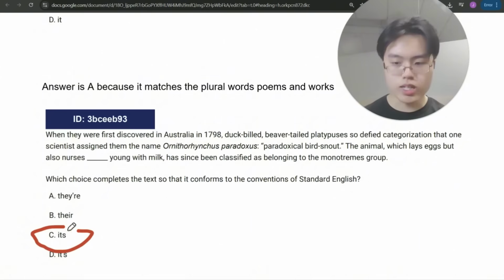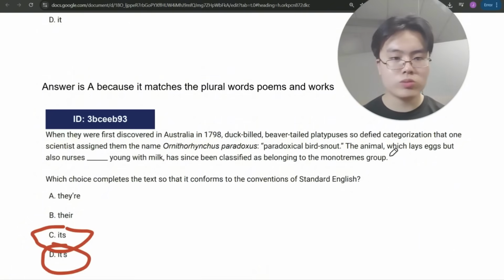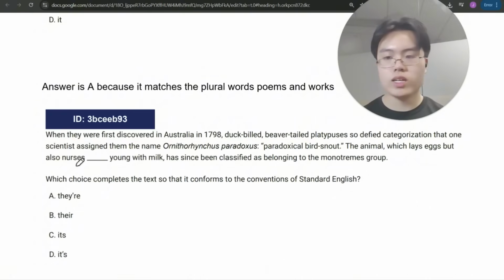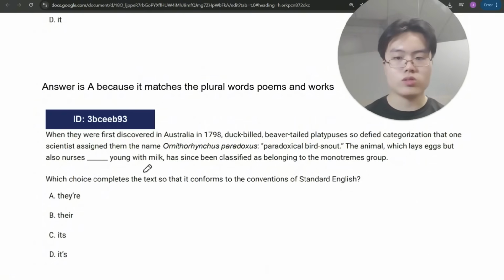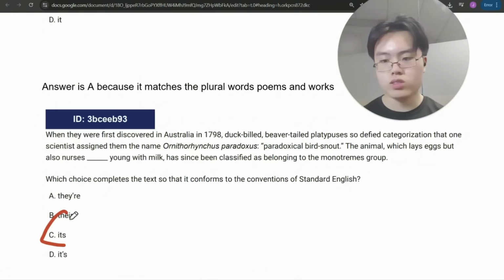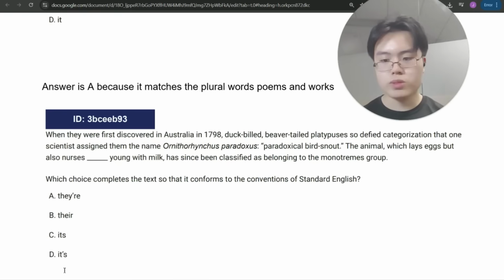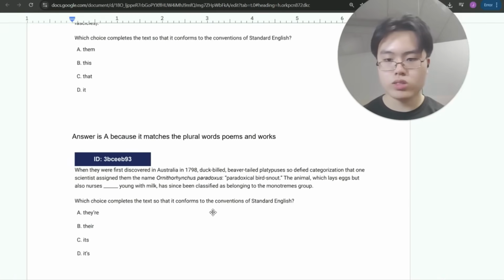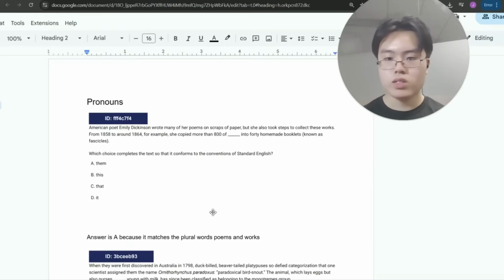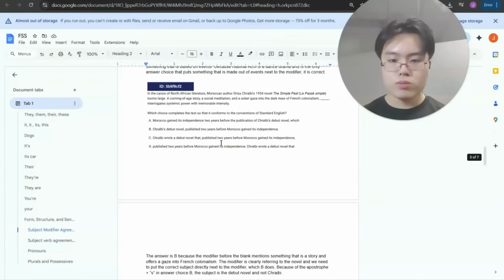But the answer is C actually, because if I tried to put "the animal which lays eggs but also nurses it is young," no, that doesn't make sense. So it's possessive, because the young belongs to the animal. And if that doesn't make sense, just try to replace it with "it is" and see if that works. That's a pull down. It's pretty easy. Let's move on to modifier questions.